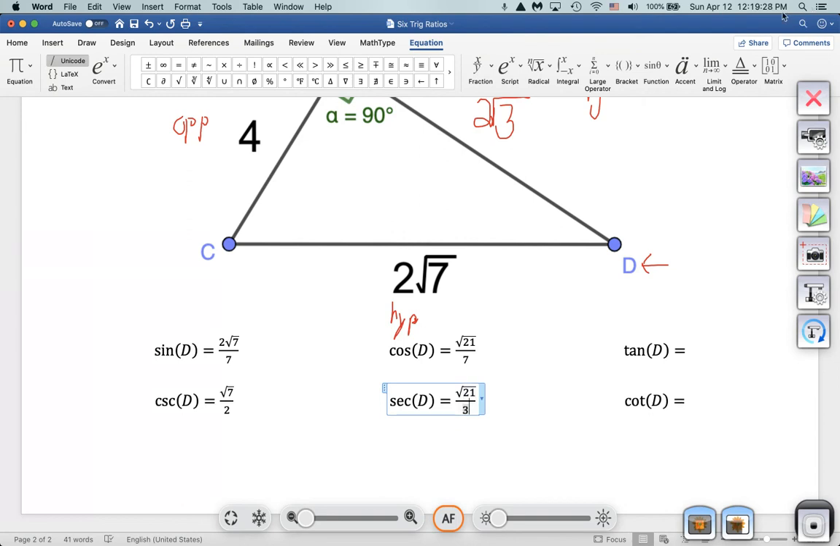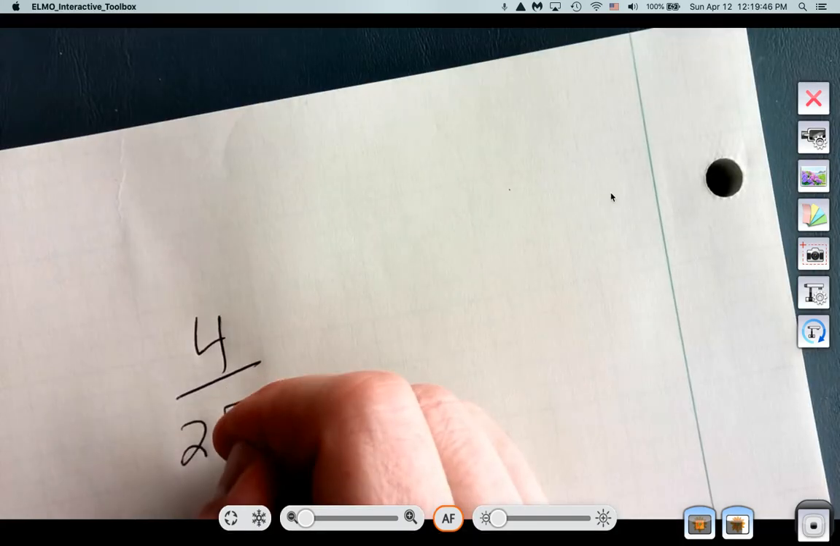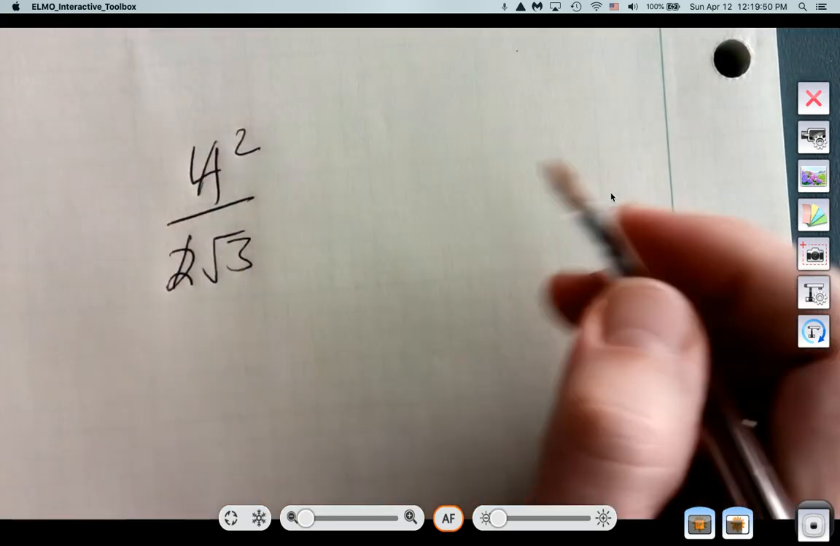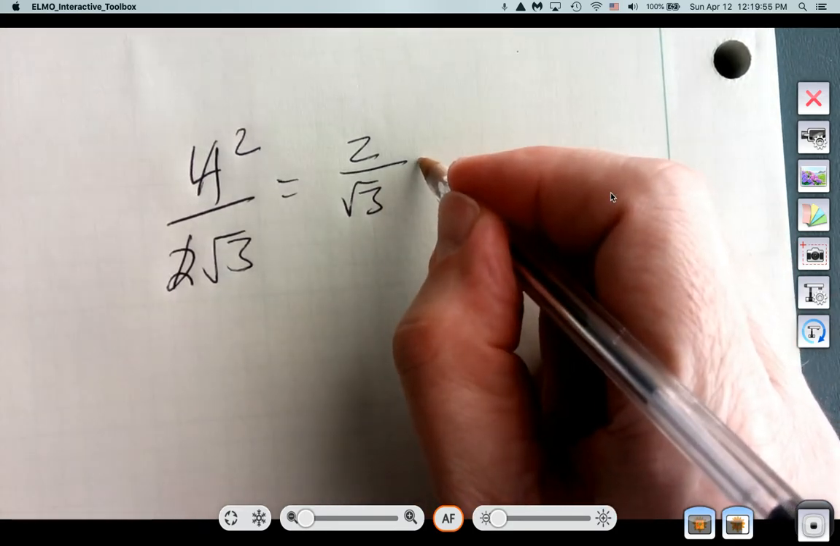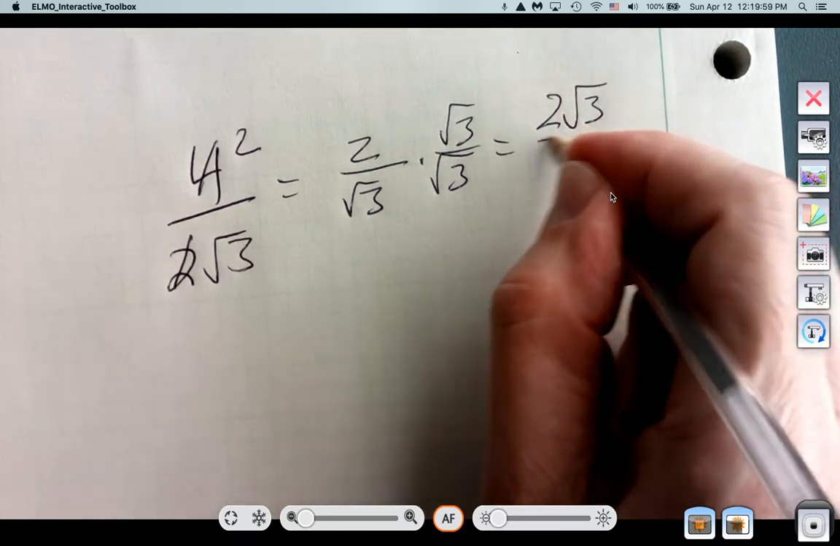Last but not least is the tangent. Tangent is opposite over adjacent, so it's 4 over 2 square roots of 3, right? Opposite is this side, adjacent is this side, so it's 4 over 2 square roots of 3. 2 goes into 4 twice, so I'm left with 2 over the square root of 3. Let's rationalize that denominator, multiplying by the square root of 3 over the square root of 3. We get 2 square roots of 3 over 3.